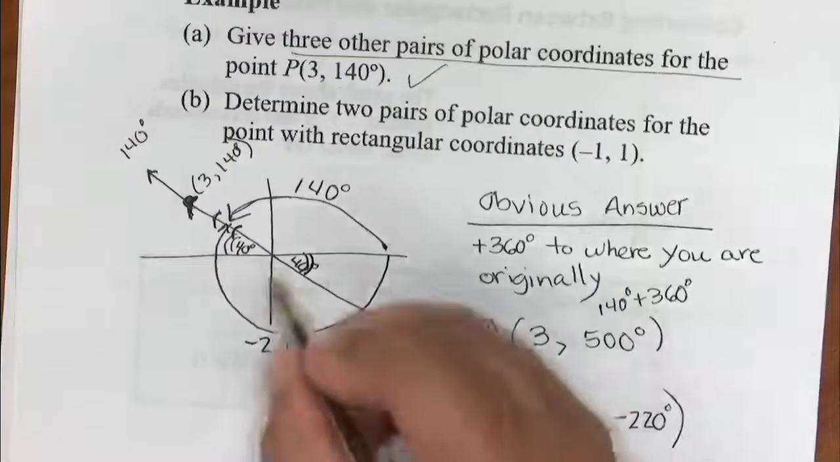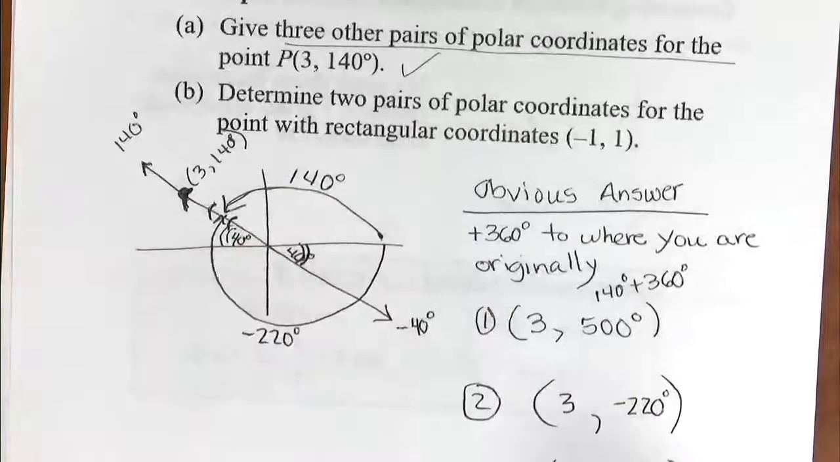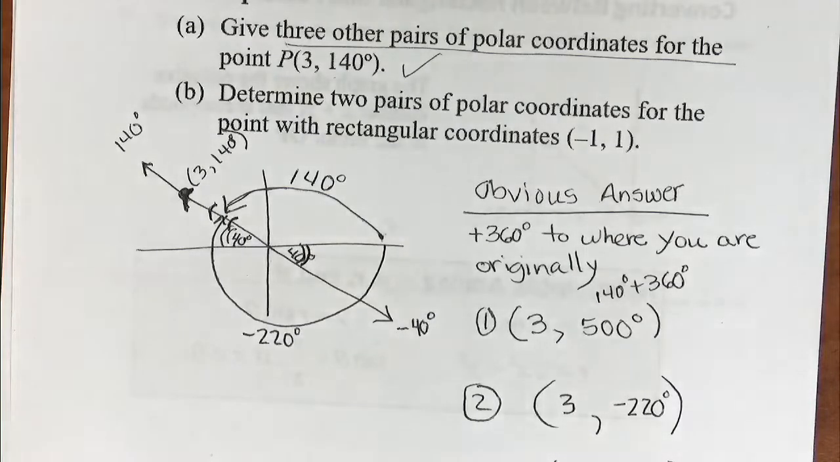But then instead of going 3 notches out on this negative 40 arm, I hop backwards. This is what makes you hop backwards. So you end up right on the same point 3 different times, 3 different answers. Okay, that's enough of that.